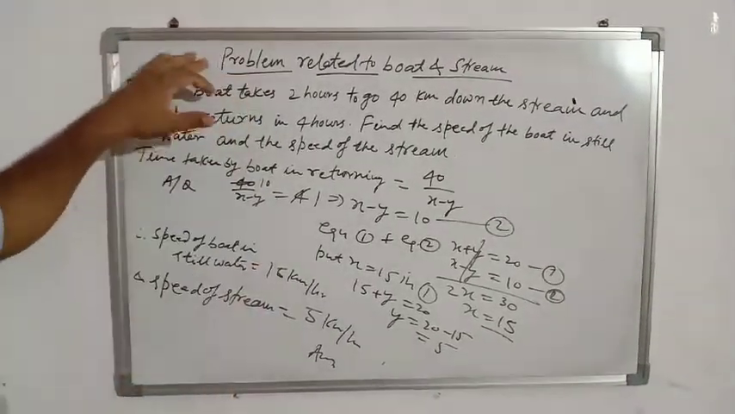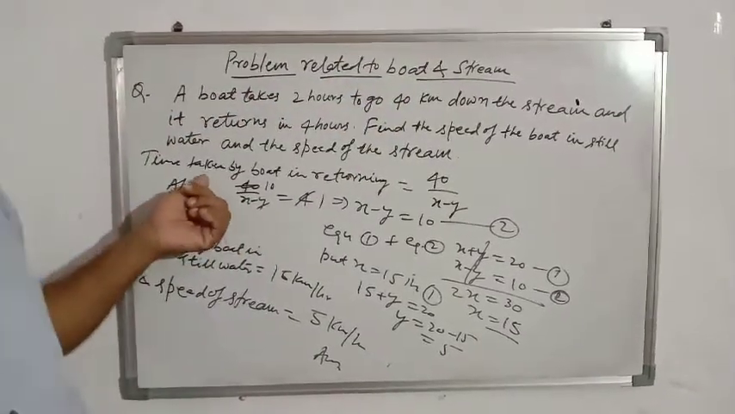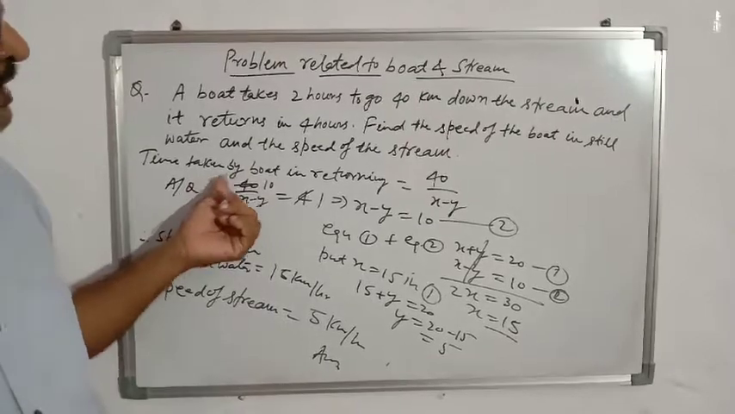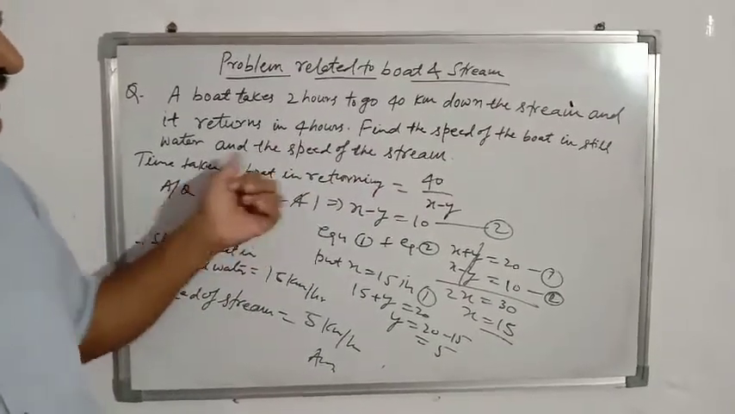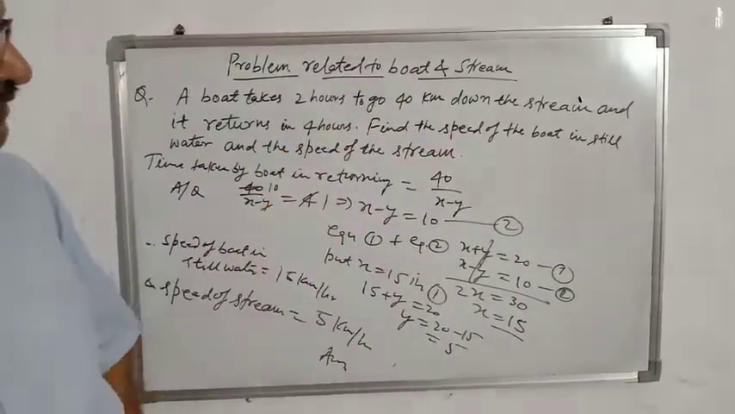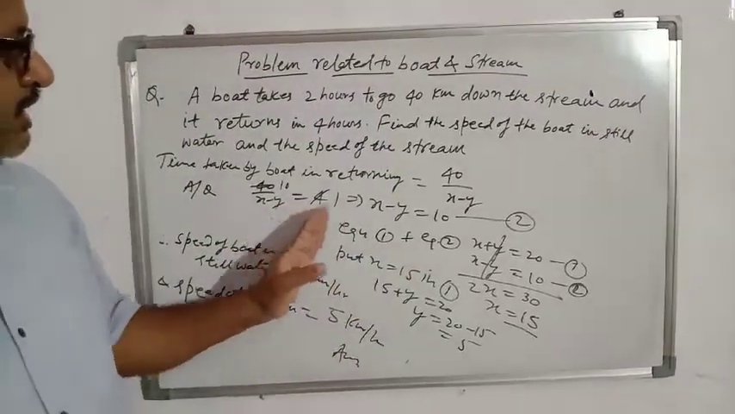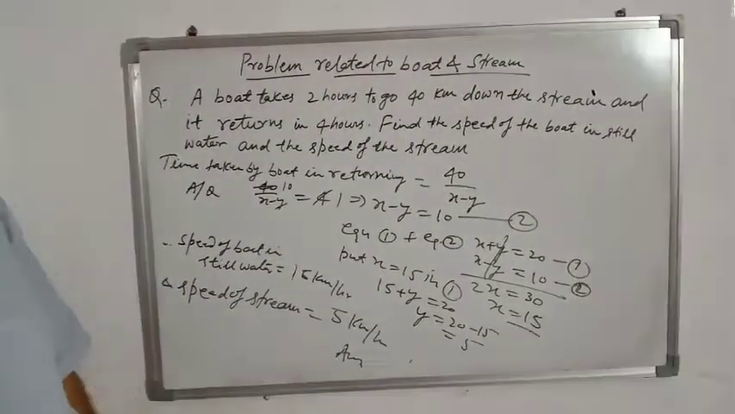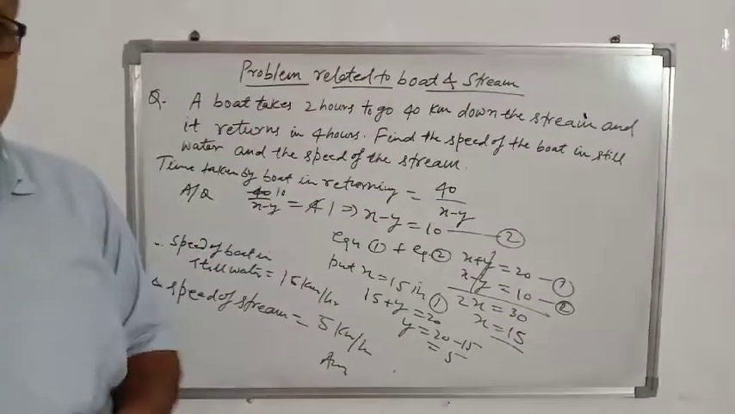So in case of problems related to boat and stream, we have to firstly find the speed of the boat downstream and the speed of the boat upstream. Downstream means x plus y, speed of boat plus speed of current. Upstream is x minus y, speed of boat minus speed of current. So in this way we can solve problems related to boat and stream.